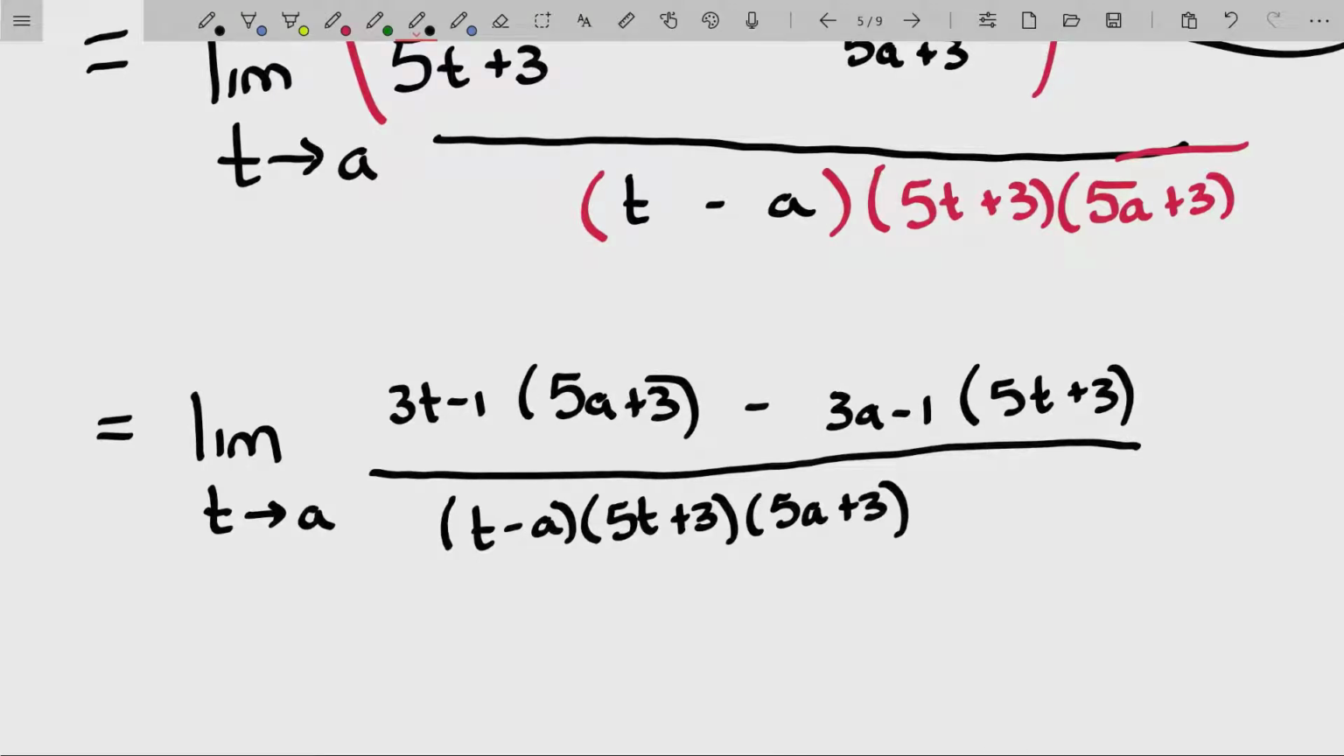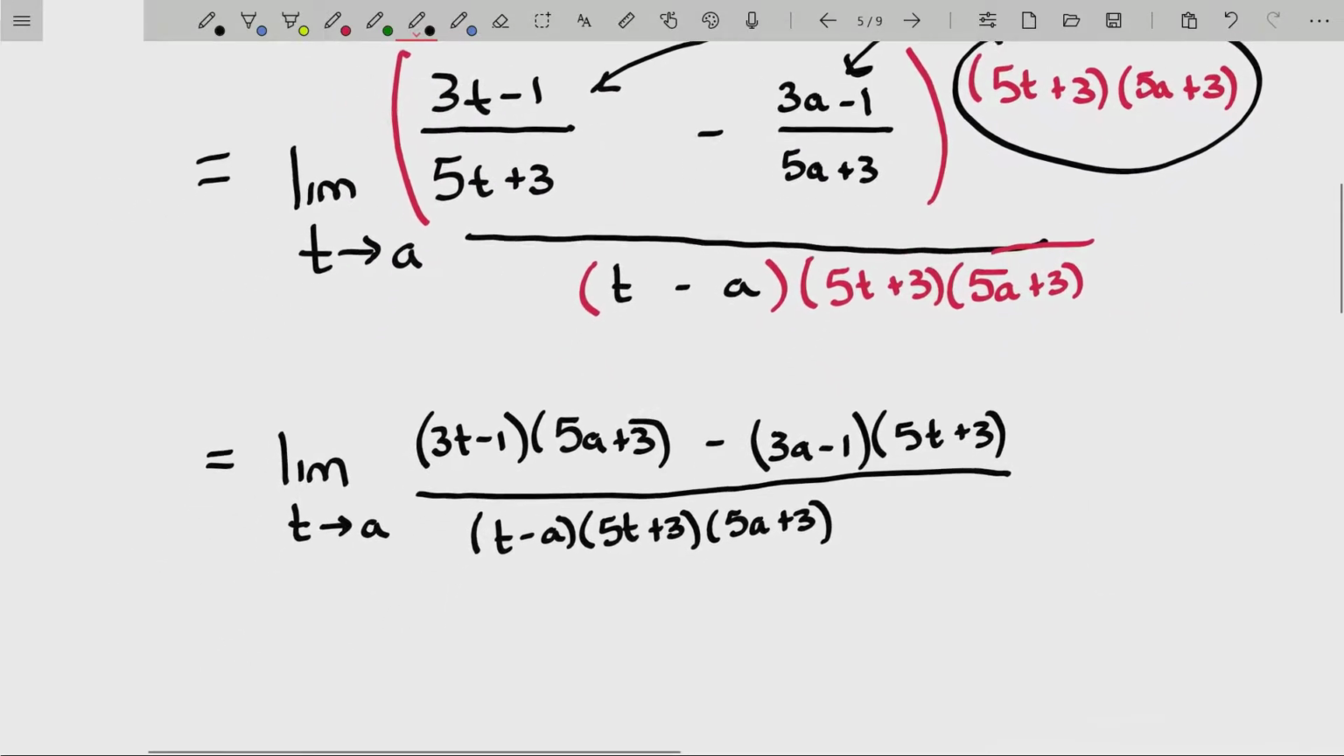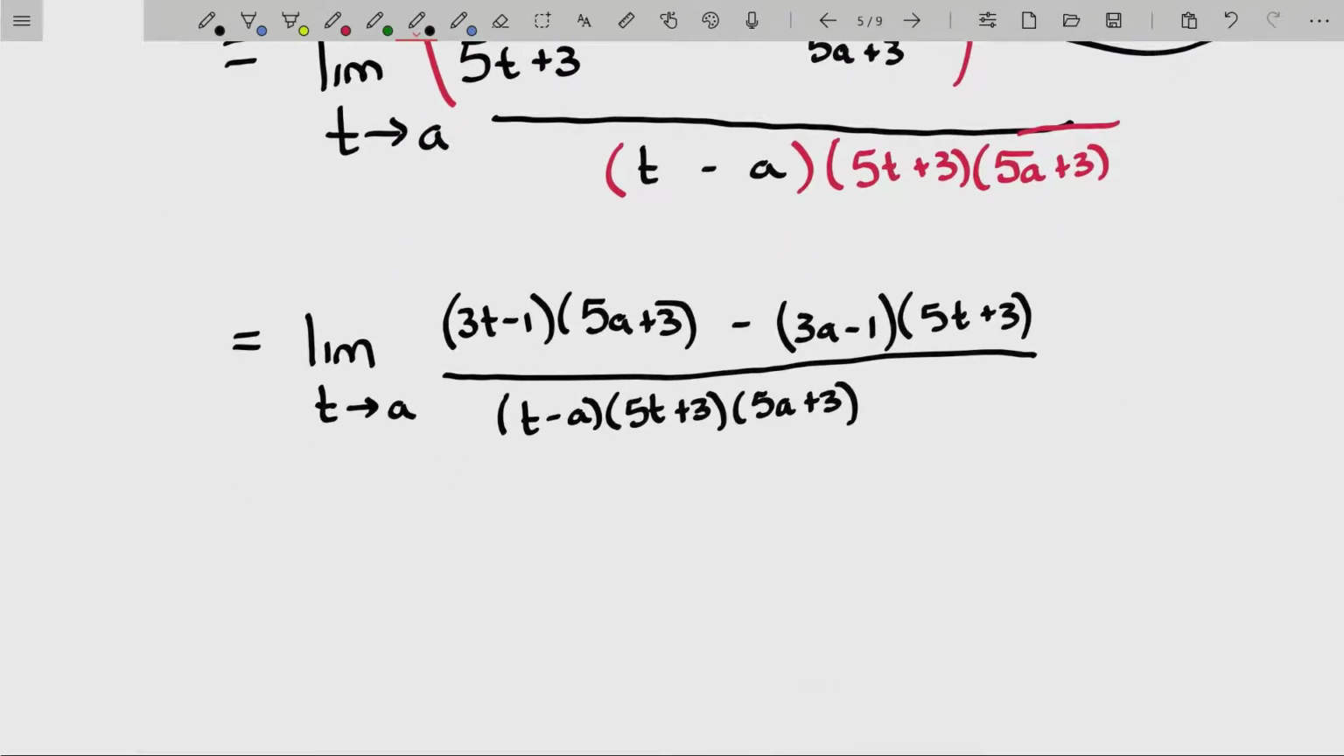It will be marked wrong. It is completely wrong. That is not correct. You need to use parentheses when you do your distribution. So be very, very careful there. Now that I have completely distributed the LCD, I will continue with my algebra.